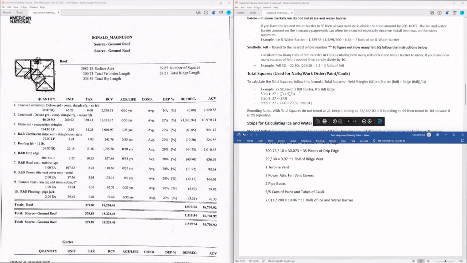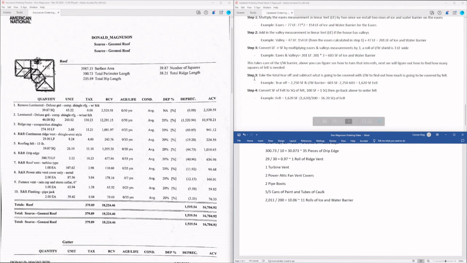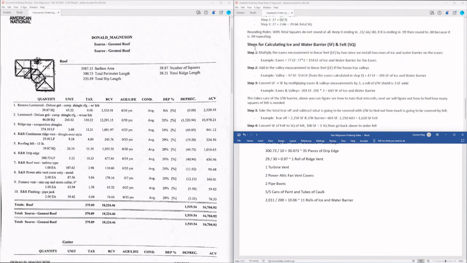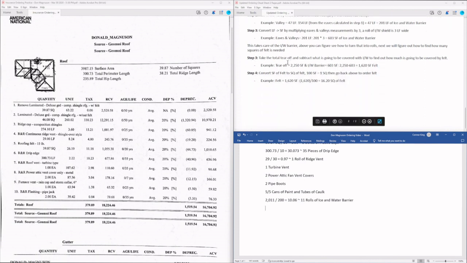So the steps to do that: we're going to start from step 3 under the steps for calculating ice and water barrier and felt. We're skipping these earlier steps. We used the number that they gave us in the paperwork for simplicity. I'll make a video later that goes through in detail how to do the ice and water barrier from step 1 through 4, or I guess it would be 5. But starting from this step, it says take the total tear off and subtract what is going to be covered with ice and water barrier to find out how much is going to be covered by felt.